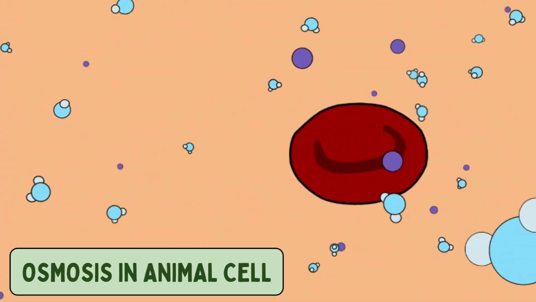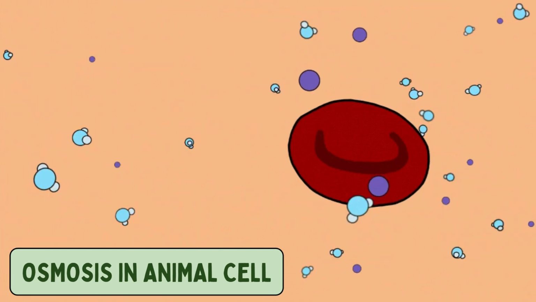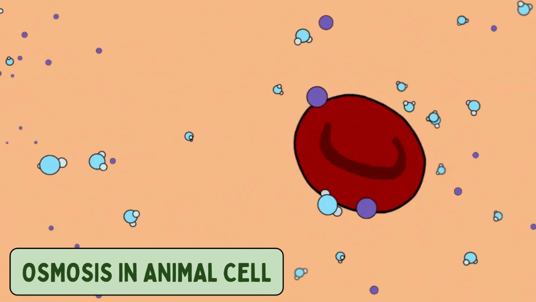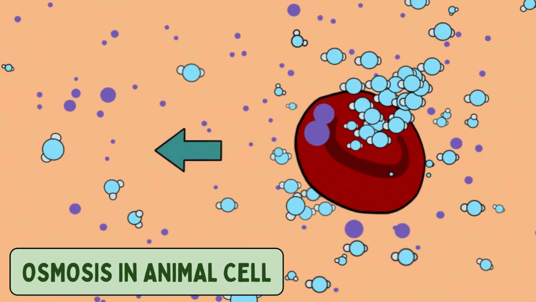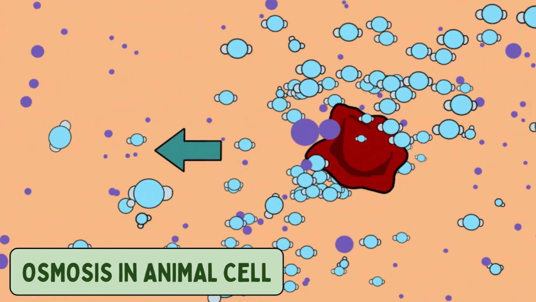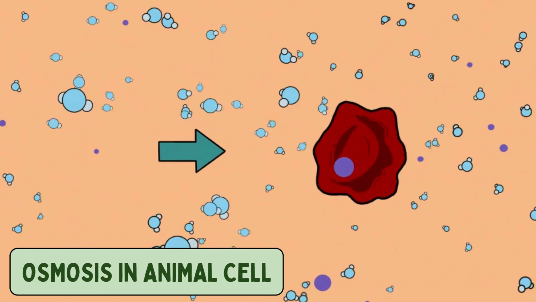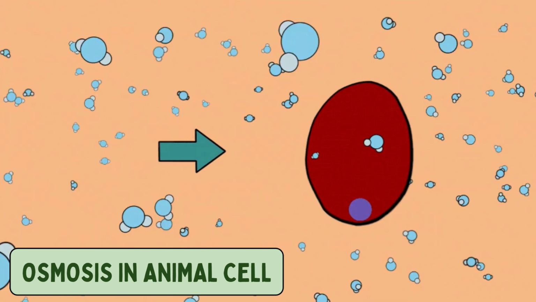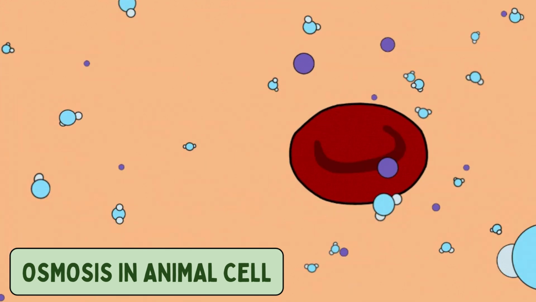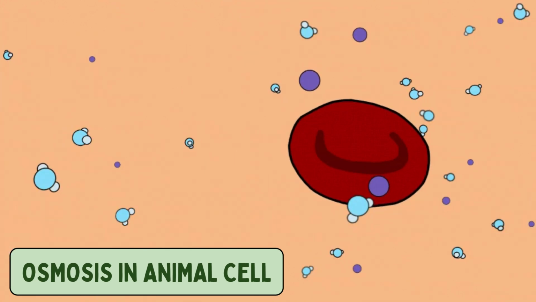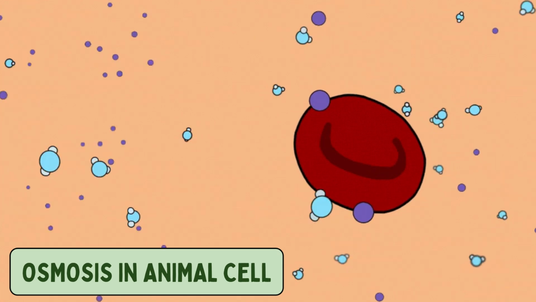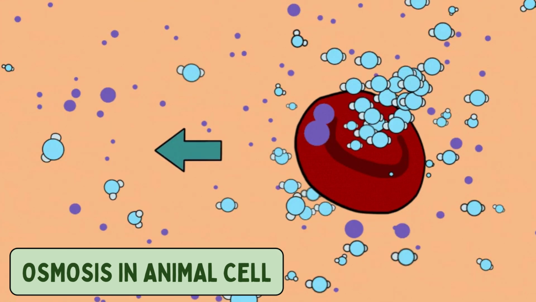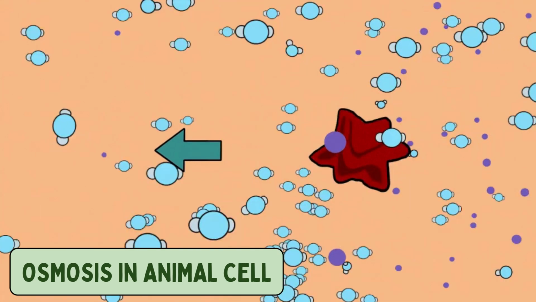In animal cells, osmosis is just as crucial. For example, red blood cells in our body need to maintain the right balance of water. If they are placed in a hypertonic solution, like salt water, they will shrink. But if they are placed in a hypotonic solution, like fresh water, they will swell or burst. That is why our bodies need to maintain the right balance of fluids very carefully.